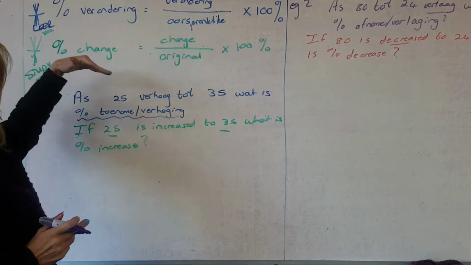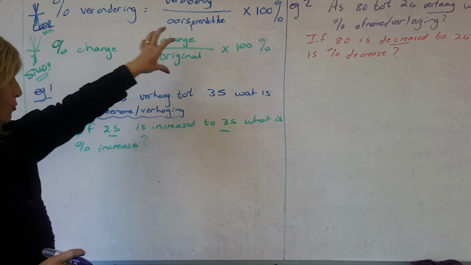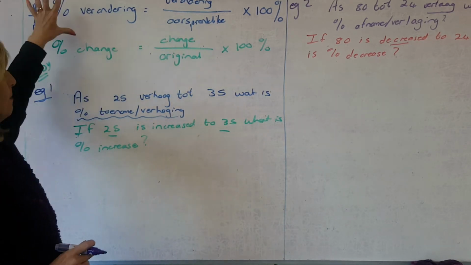It's percentage increase and percentage decrease. I'm just saying, there's the rule. The green is the English, the blue is the Afrikaans.